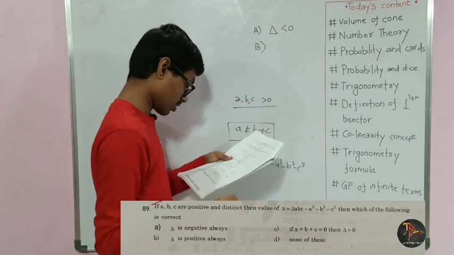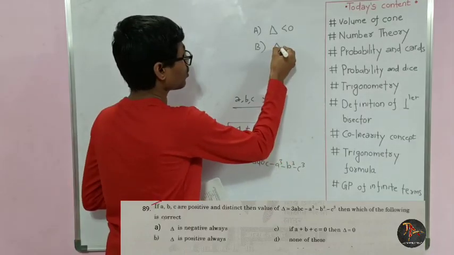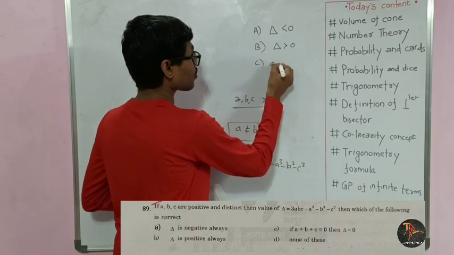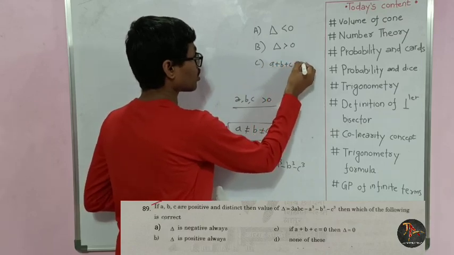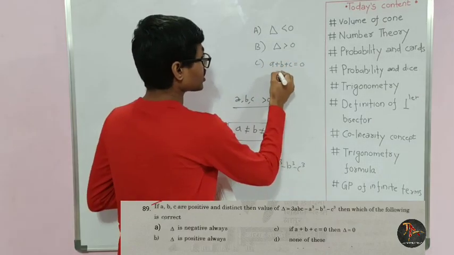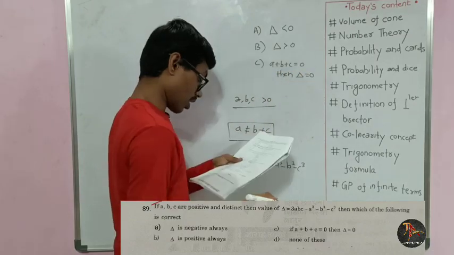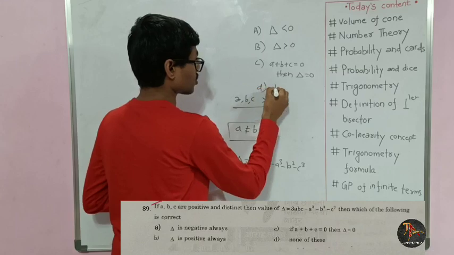Option B says that delta is positive. Option C says that if A plus B plus C is equal to 0, then delta is equal to 0. And option D says none of this.